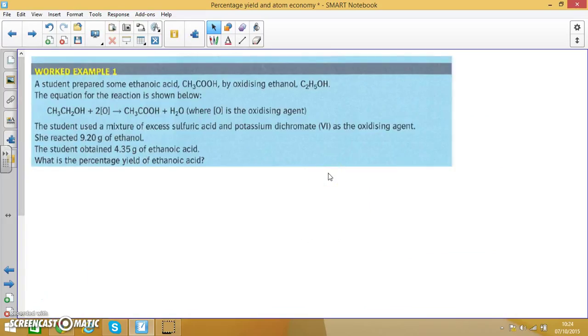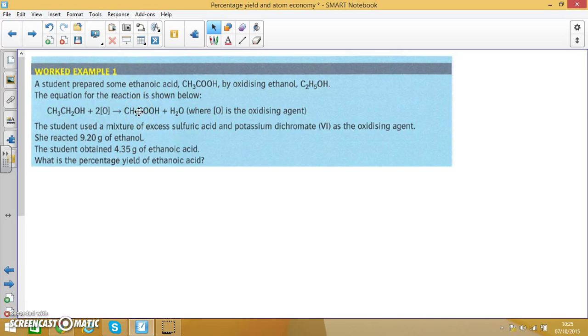So on the screen is a typical problem. A lot of words. The key thing is that we have an equation for a reaction, and we are told the mass of ethanol that we start with, and we're told the mass of the ethanoic acid which is formed. And before we continue, we need to note the stoichiometry of the equation. So we need to remember that theoretically one of these will produce one of these. So then 1 mole of this in an ideal situation, 100% conversion, will produce 1 mole of this.